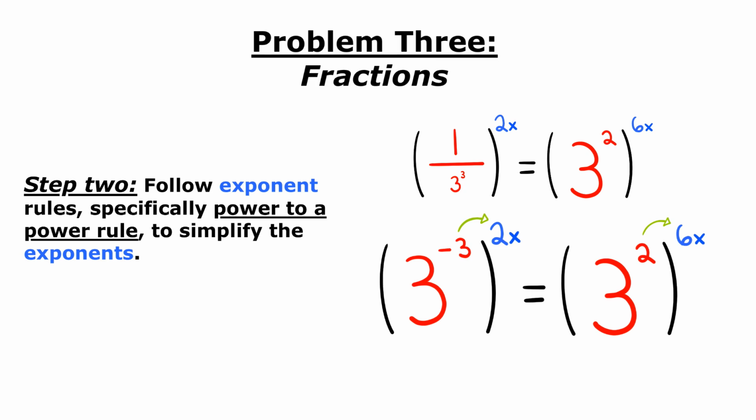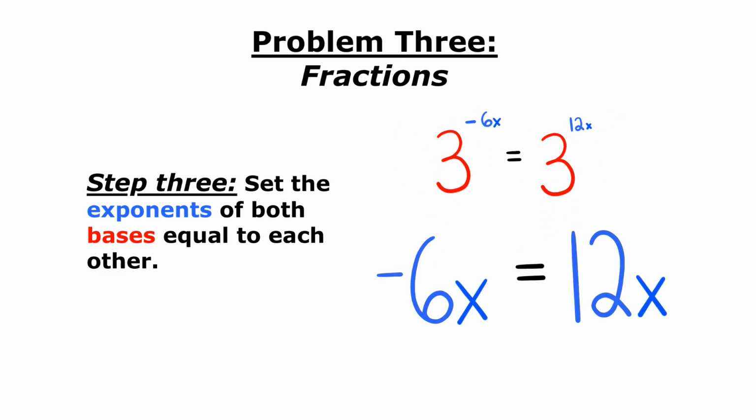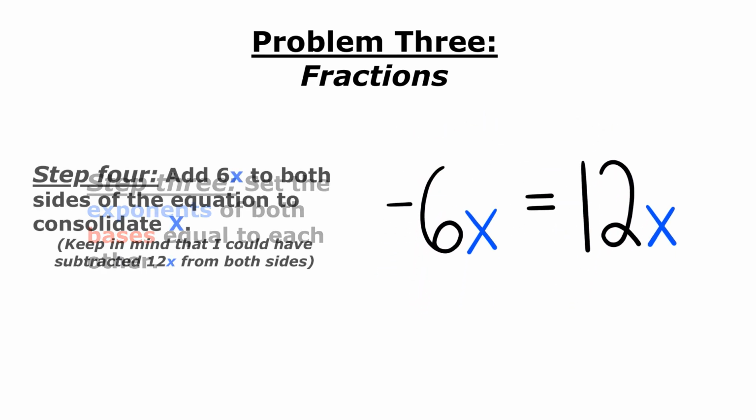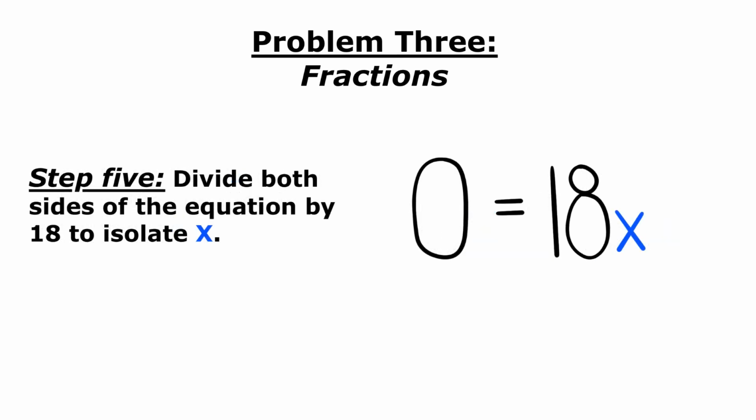Follow exponent rules, specifically power to a power rule, like we did in problem 2, to simplify the exponents. Step 3, set the exponents of both bases equal to each other. Step 4, add 6 to both sides of the equation to consolidate x. You could also subtract 12 from both sides. It comes out to be the same thing.